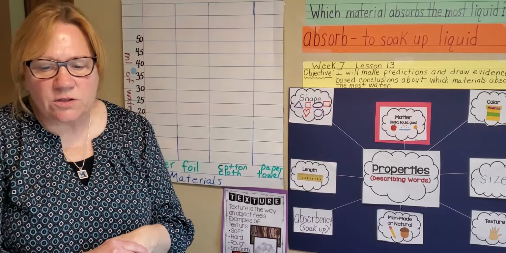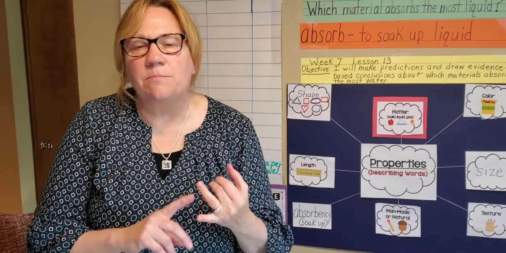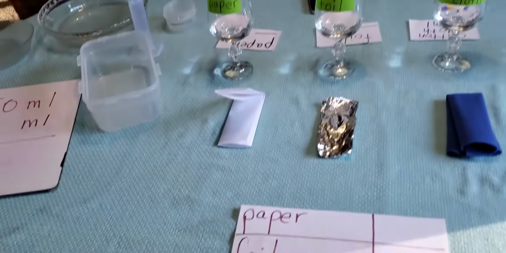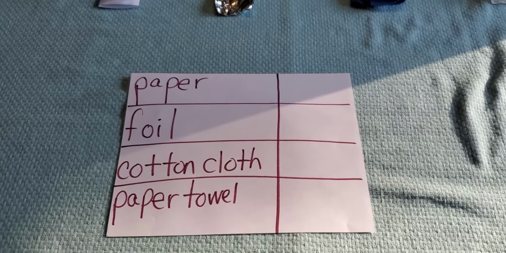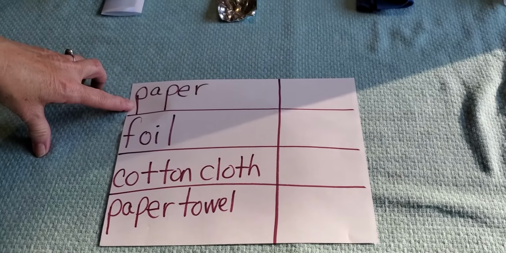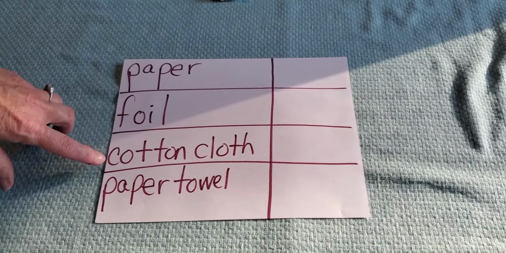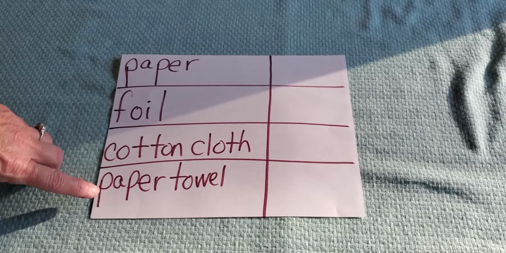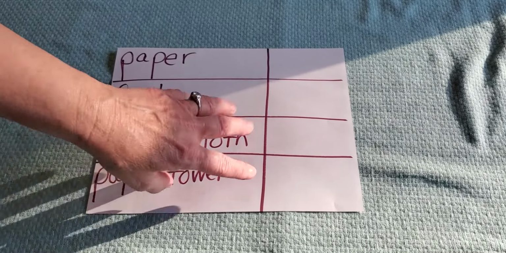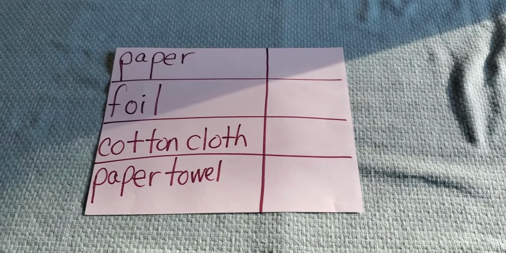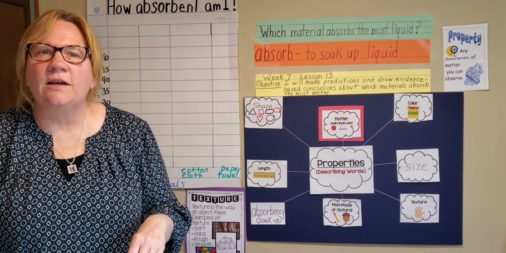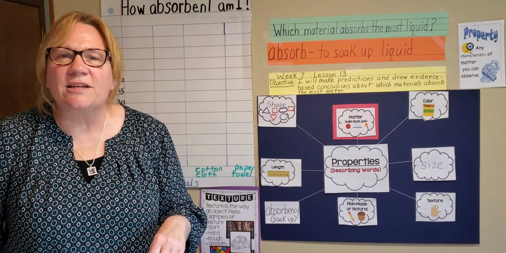Okay, before we do that, I want you to get a piece of paper and a pencil, and then I'm going to ask you to write these down. I'm going to ask you to write the words paper, foil, cotton cloth, and paper towel, and try to set your chart up like this. Okay, please pause this video and do that now. Okay, thanks for doing that.